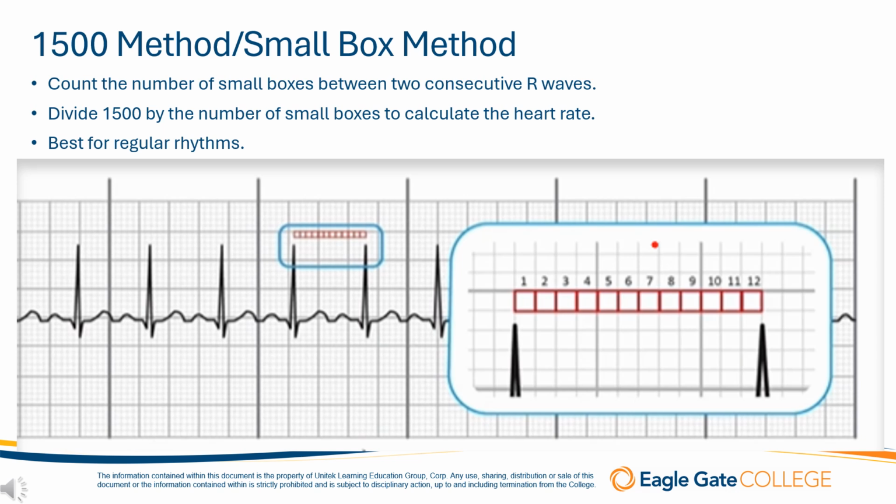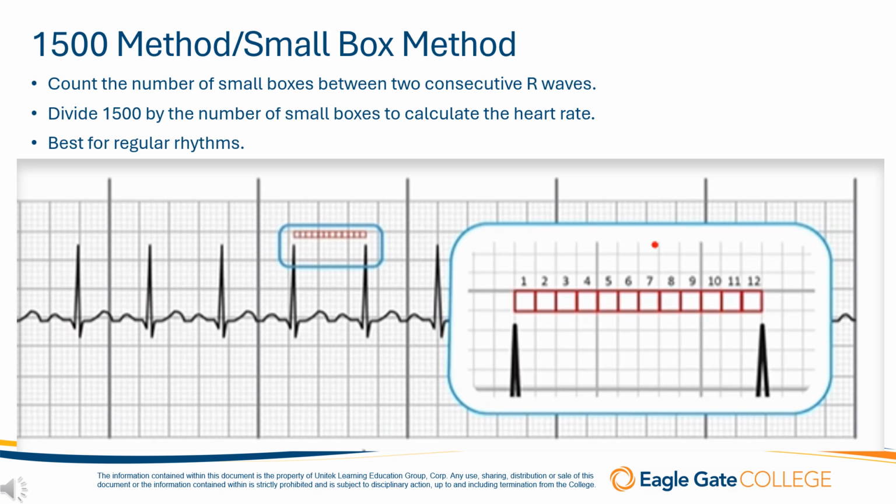Now let's discuss the 1500 method. It's also called the small box method. So first, identify consecutive R waves. You need to locate 2 consecutive R waves on the ECG strip. The R wave is the peak of the QRS complex, and this represents ventricular depolarization. Ensure that the rhythm is regular, because this method is most accurate for regular heart rhythms.